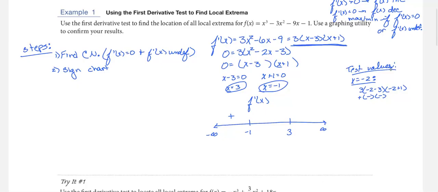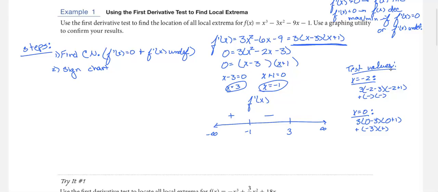Let's do the same thing here. Let's pick some number between -1 and 3. So I'm going to pick 0. I'm going to plug it into my derivative. So I have 3 times (0 minus 3) times (0 plus 1). So I get a positive times a negative times a positive, which is going to give me a negative value. So that tells me this function is decreasing on this interval.